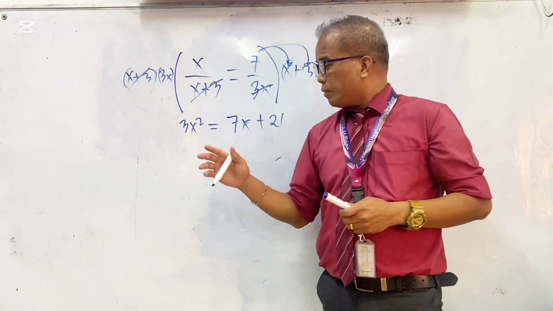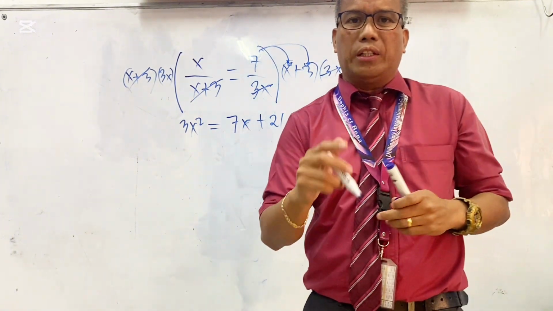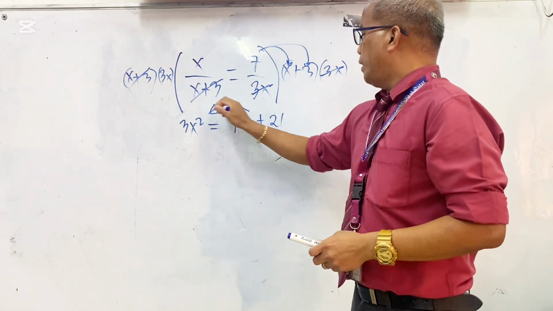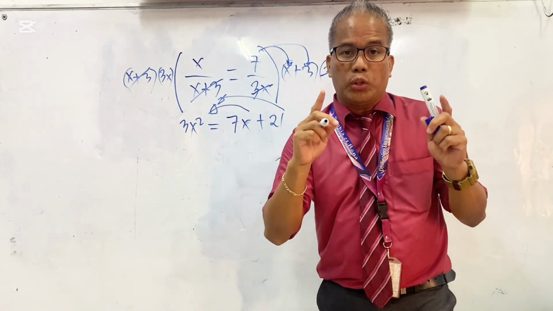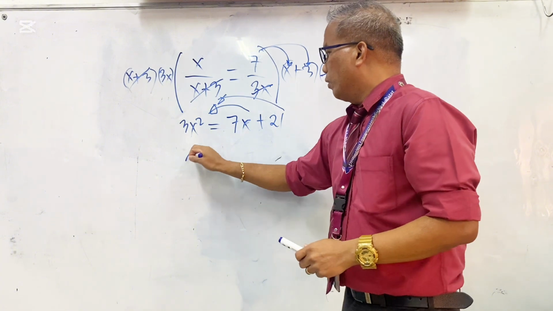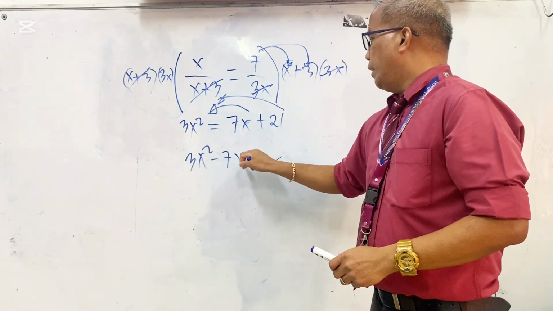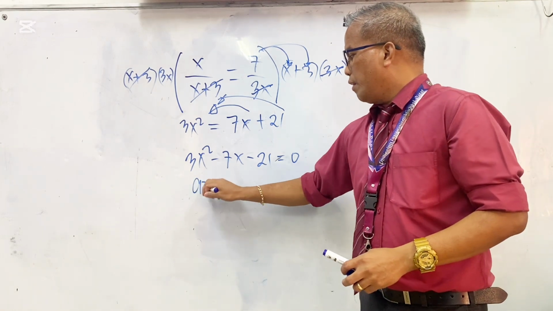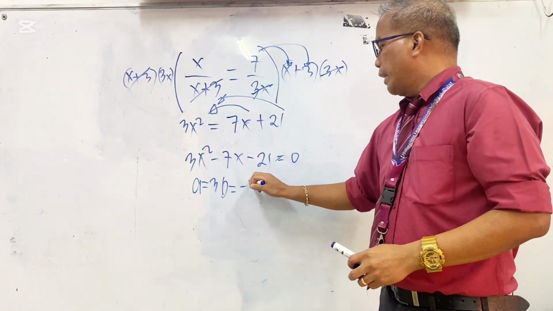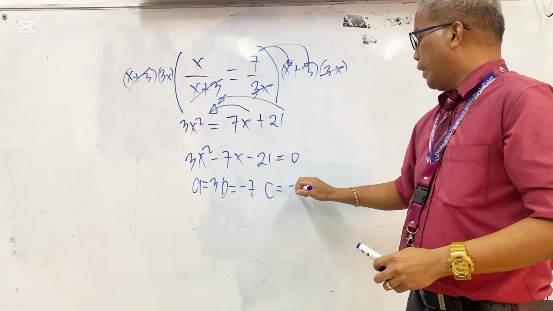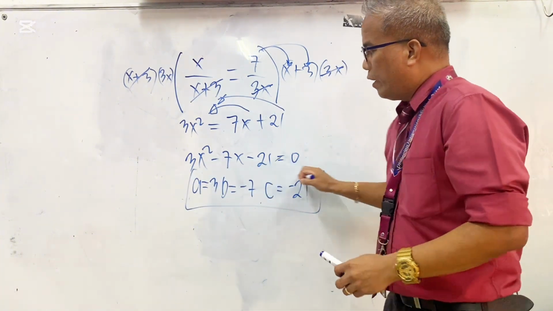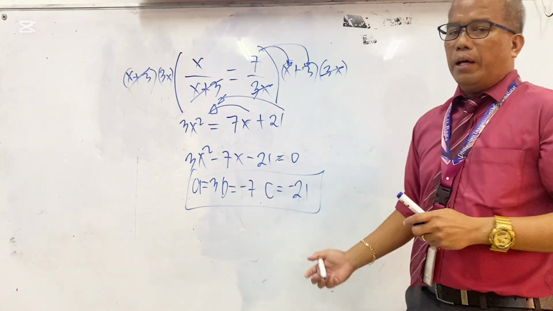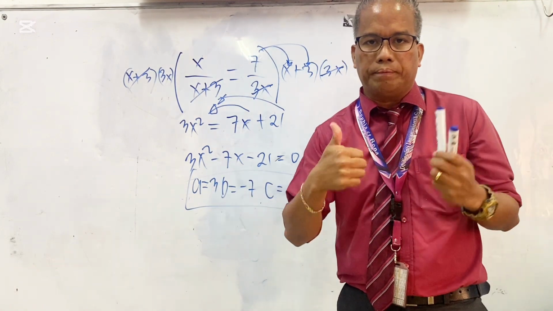So from that, we need to arrange the equation into the standard form of a quadratic equation. All you have to do is transpose 7x, then positive 21. So we have now 3x squared minus 7x minus 21 is equal to 0. A equals 3, B equals negative 7, and C is equal to negative 21. So this is now your answer. The values of A, B, and C are 3, negative 7, and negative 21.